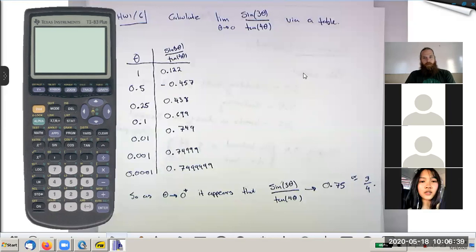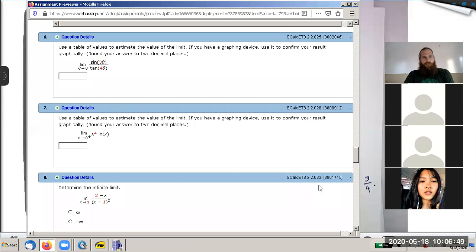So was I supposed to write all this as an answer in WebAssign too, or just the answer? Well, I think WebAssign probably only gave you the space to write the answer. But you see here they say use a table of values to estimate the value of the limit. And right now we don't really have any other way to try and figure out what this limit is.